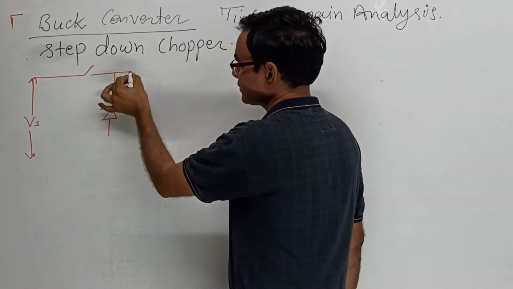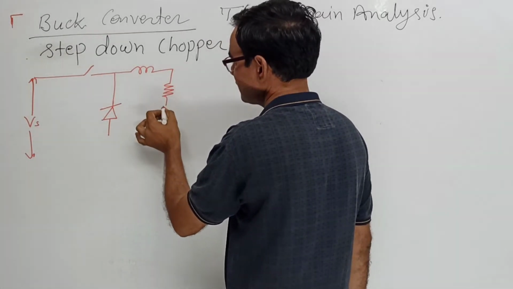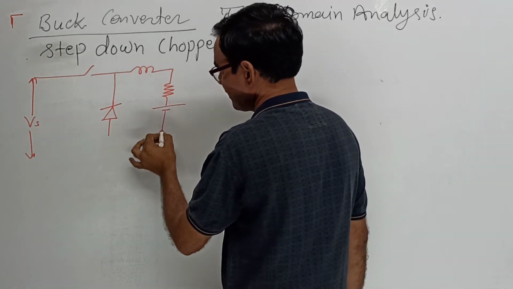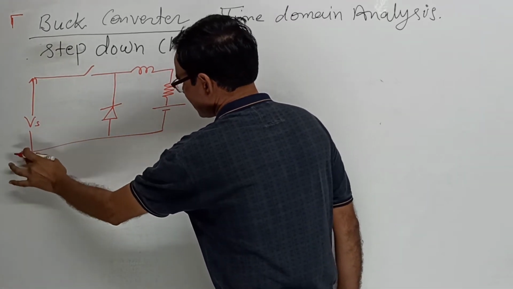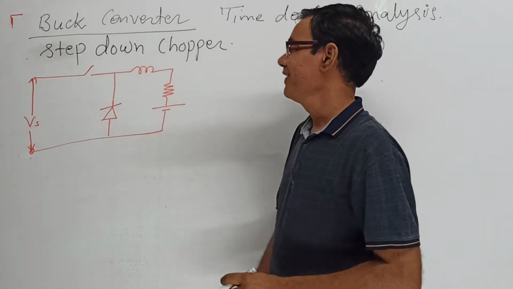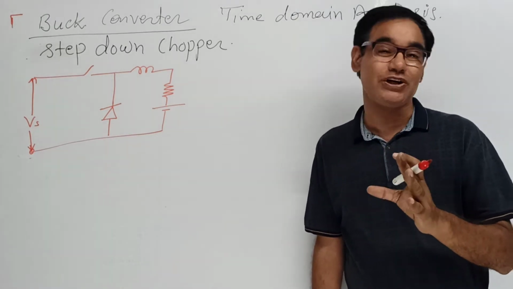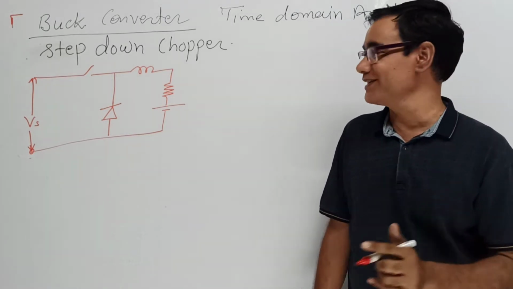and this is the inductor, the resistor, and a battery. This is nothing but an RLE load. RLE load. So this load is known as the DC motor. This RLE load is nothing but a DC motor.